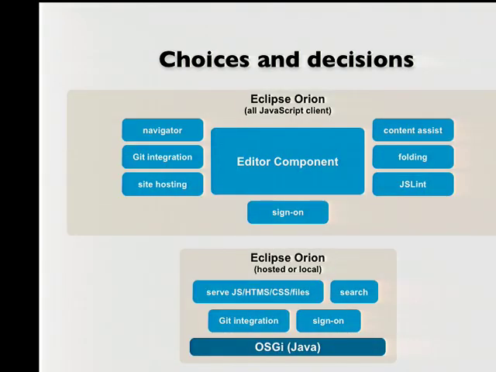So when we took a look at Eclipse Orion, this is very roughly what Eclipse Orion looks like. Maybe I forgot some bits and pieces here and there. But there is a client side, which is purely JavaScript. And there's a big editor component in the middle. That's at least my central piece there, which is really an awesome thing.